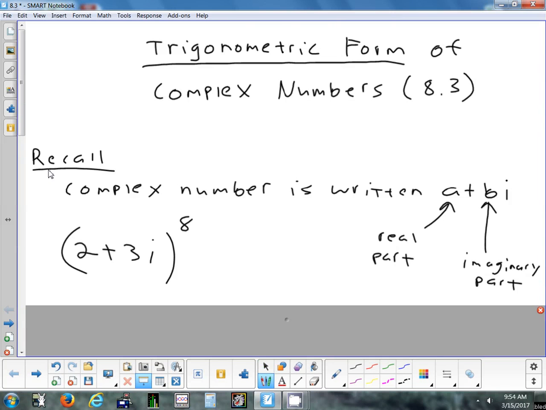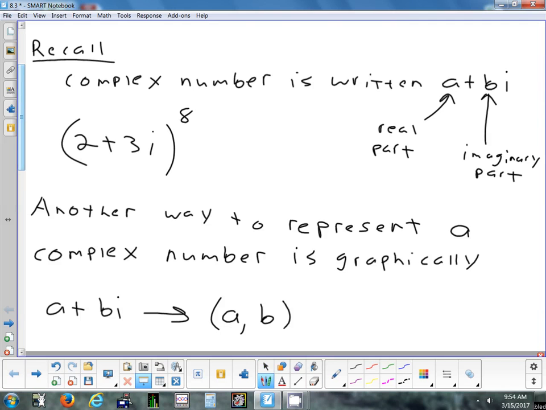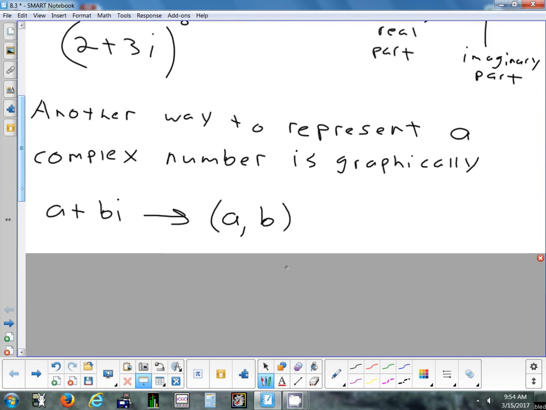And we'll see how to do that tomorrow. But today I'm going to show you how to multiply and divide an easier way. We will review the old way, and then we'll look at the new way. So in order to write numbers in trig form, one thing we have to know how to do is graph a complex number. Graphing a complex number is very simple.